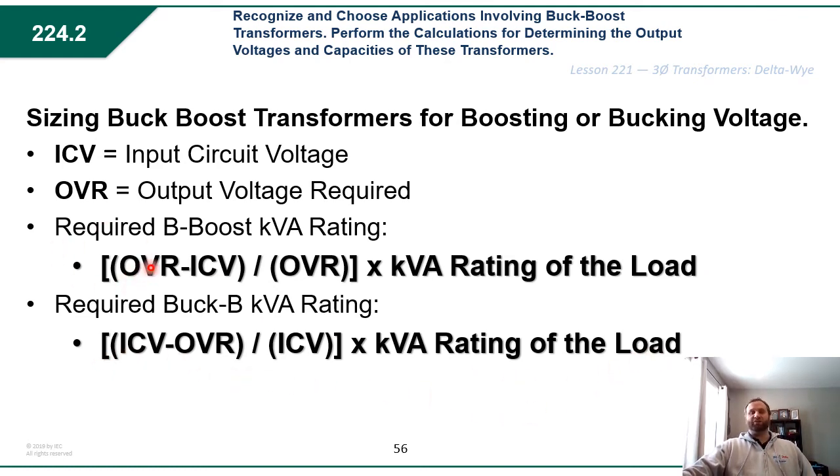So if I have a transformer that is required to boost my rating from 208 to 230, my OVR would be 230, my input circuit voltage would be 208. Plug and play those numbers, multiply it by the kVA rating of the load, whether the kVA rating of the load is 50 kVA or 20 kVA or 10 kVA, doesn't matter. Just apply that number and you'll end up with your overall rating or kVA rating of your transformer.